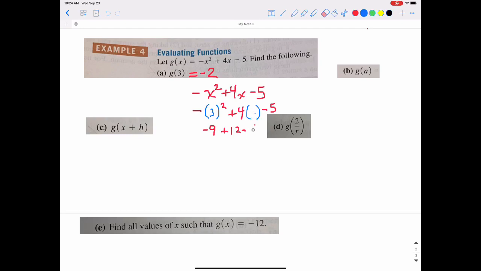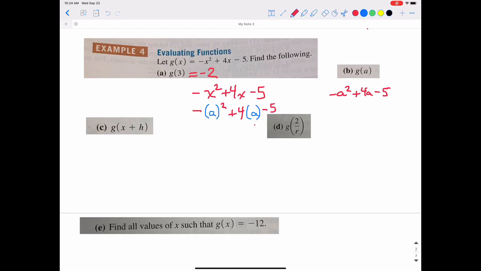Part B, it says g of a. That simply means that we're going to replace each one of the x's with an a. So I would have negative a squared plus 4 times a minus 5. So g of a, since there's nothing to simplify, would actually equal negative a squared plus 4a minus 5.